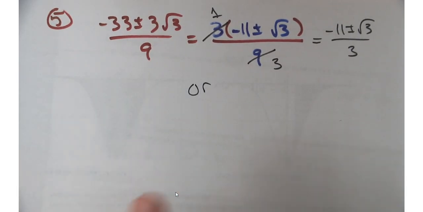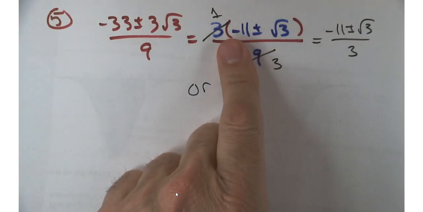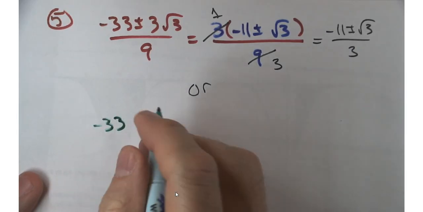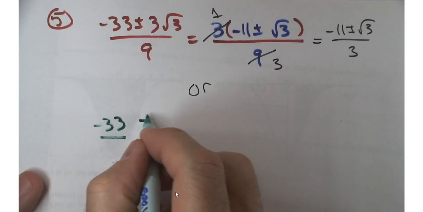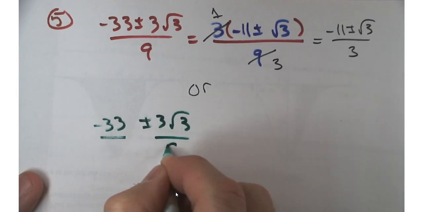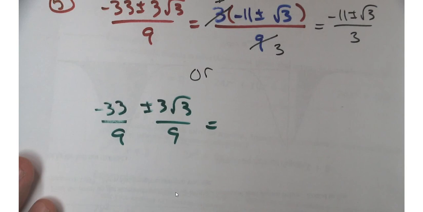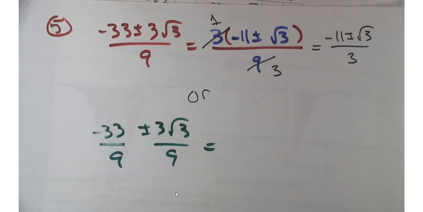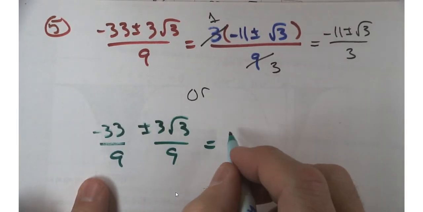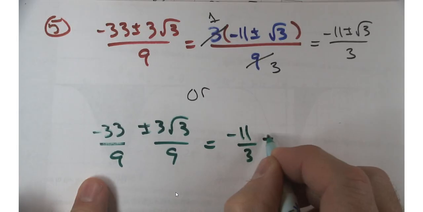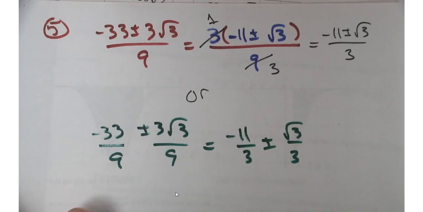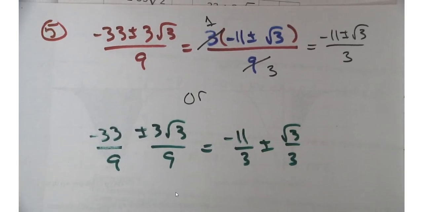Now, for my own reasons, I like it this way better, but it might be easier for you if you did this. Let's take that negative 33 and 3 square roots of 3 and divide them both by 9. You might see that we have a common factor like we did just before. 3 goes into both of those. That gives me negative 11 over 3, plus or minus square root of 3 over 3. So I get the same thing, it's just broken up a little differently. And it might be easier for you.